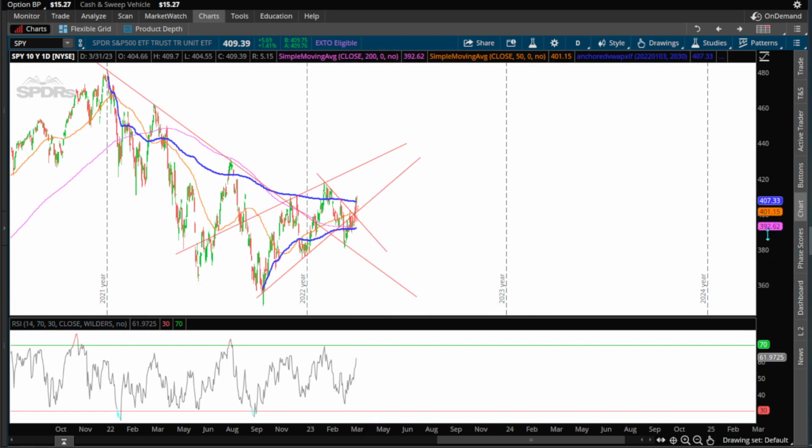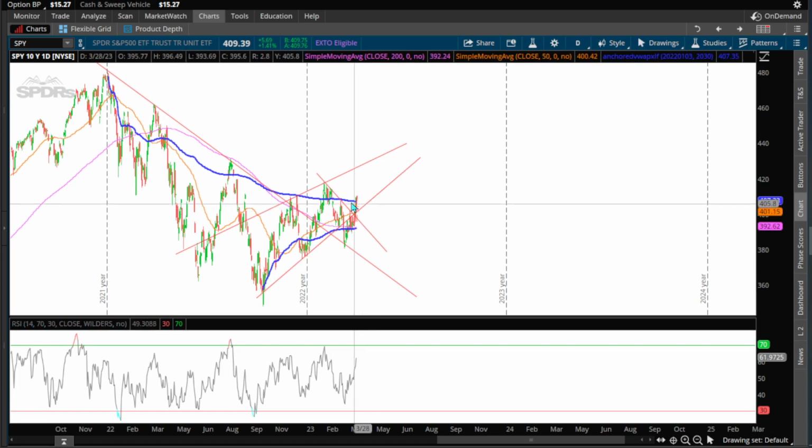So the 200-day moving average is right at 392.62. We have a 50-day moving average at 401.15. And then we have this anchored VWAP right here that, I get a feeling that we're going to at least retest early on in the week, right at 407.33. And then where this support trend line is, that would be right around 402-ish. So it would line up closer to that second gap that we made on Thursday.